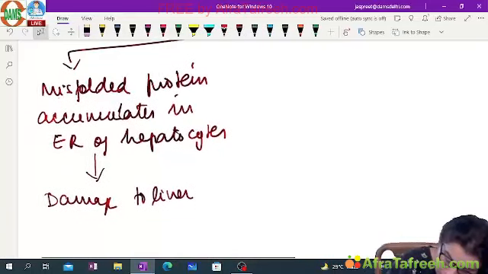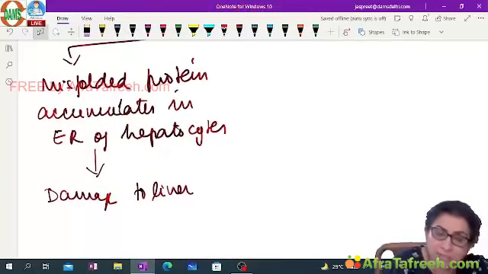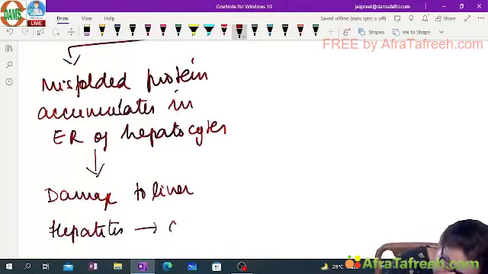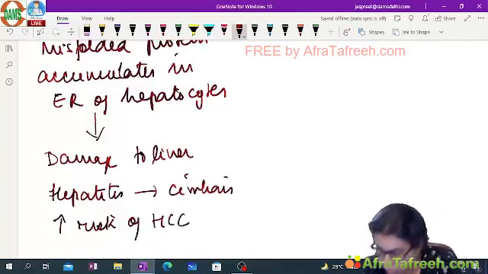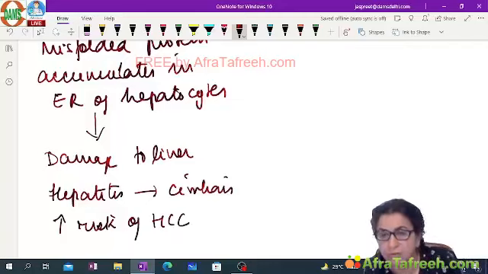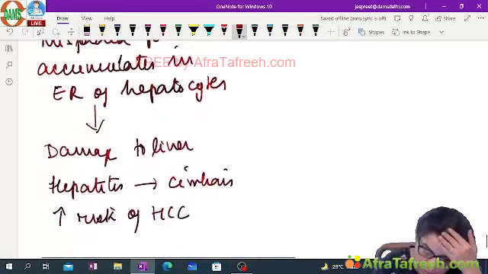Okay, so what do you see? It causes damage to the liver. So the patient can have hepatitis. They develop hepatitis, which can progress to cirrhosis and is associated with increased risk of hepatocellular carcinoma.